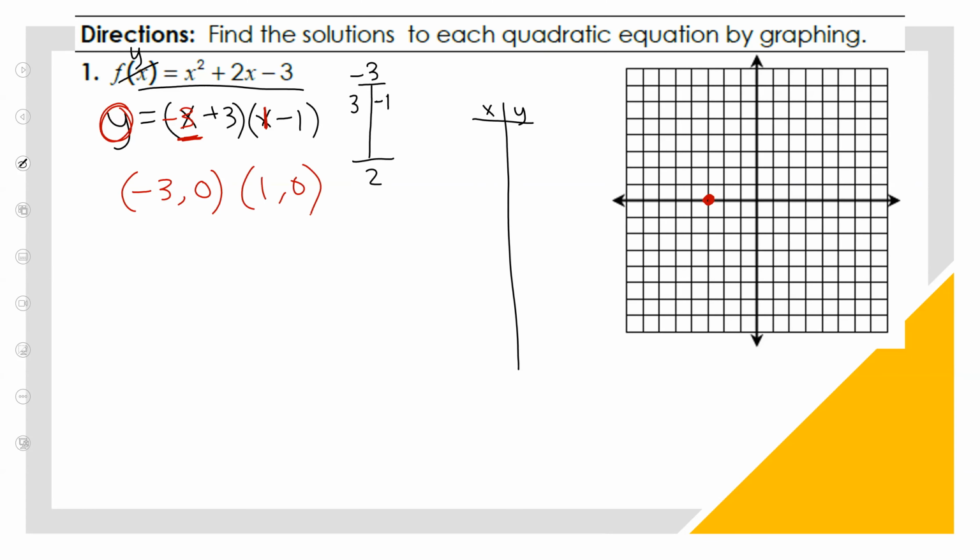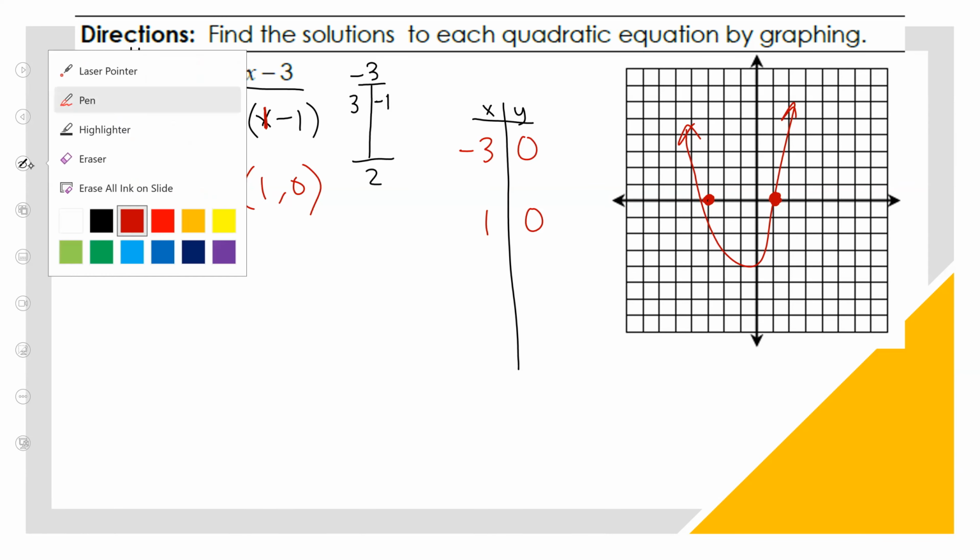So I know these two points exist. 1, 0. So I know I have -3, 0, I can put that on my table, and I have 1, 0. I can put that on my table. I have my x-intercepts. Okay, now let's just find out some more points. I know my graph, don't draw this, but I know it's going to look something like that. It's going to look something like that. But let's figure out the exact points.